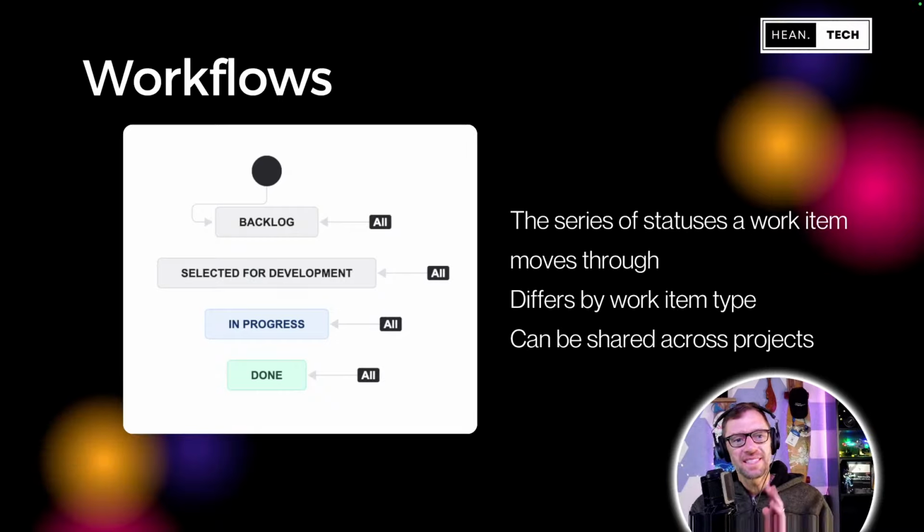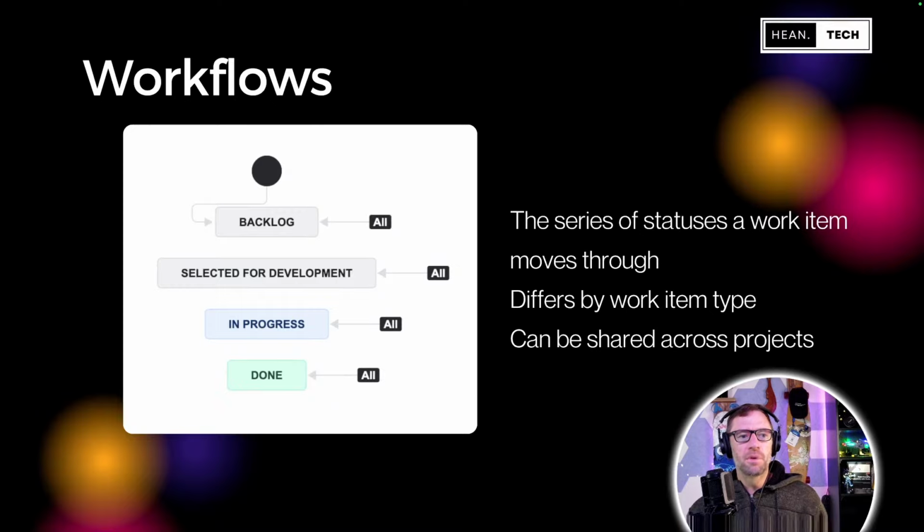Workflows are the series of statuses a work item moves through. Now, what we're seeing here is one of the simplest possible workflows. And you can see here we've got these gray blobs, green blobs, and a blue blob. And then they all have an arrow saying all. Now, if I look at this, this tells me every status can move into every other status. That's what the all means.